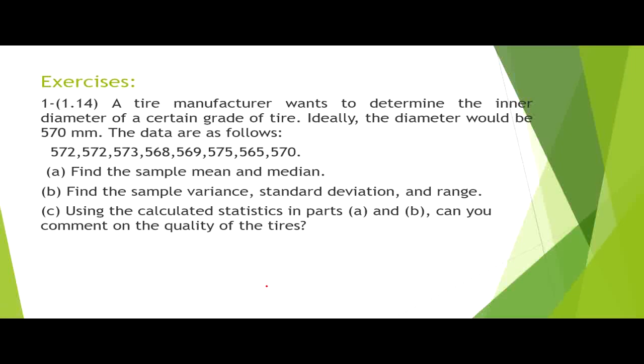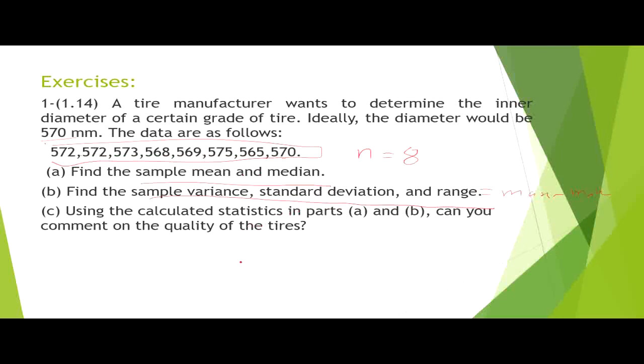Exercise. A tire manufacturer wants to determine the inner diameter of a tire. Some data has been given, the diameters of the tire. The data given here has 8 elements. Check: 1, 2, 3, 4, 5, 6, 7, 8. So the sample size is 8. The question asks for the sample mean, median, variance, standard deviation and range. Range is the difference between the maximum and the minimum.